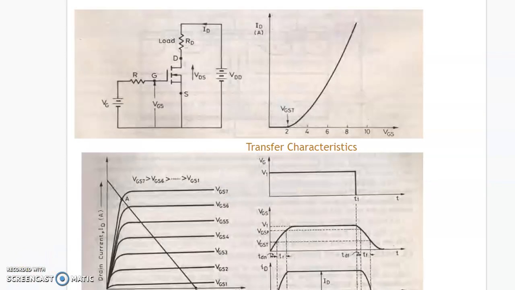Next, we will see the transfer characteristics, output and switching characteristics of this power MOSFET. This is how the power MOSFET will be connected, where VG is the gate voltage, VGS is the voltage across gate and source, and VDD is the supply voltage. This is the transfer characteristics. You can see that till a certain point, VGST, the threshold voltage, the MOSFET will not conduct. Once it reaches above the threshold voltage, the MOSFET will start conducting, that is, the drain current will start flowing.